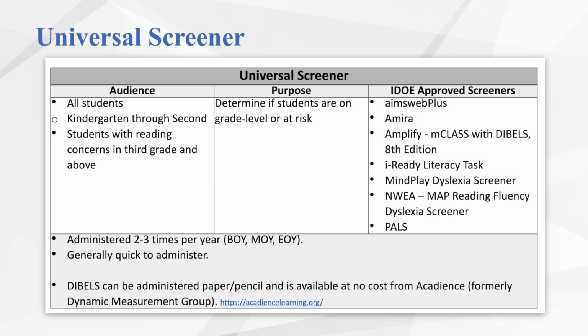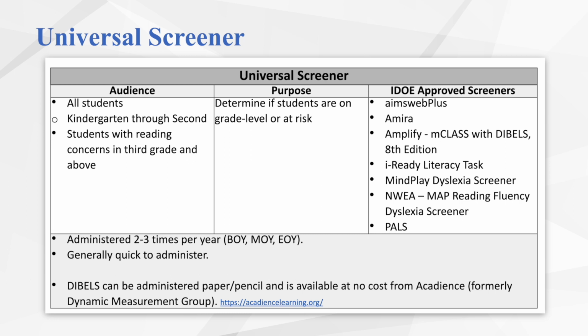Staying with universal screeners for a moment, let's look at the audience and the purpose, and then we'll go over some examples that might be familiar to you. For a universal screener, the audience is all students. Some of the examples we'll be talking about today are the more targeted audiences of kindergarten through second grade, all students in those grades. The purpose is to identify who is at risk so that we can get those students placed in interventions as quickly as possible.